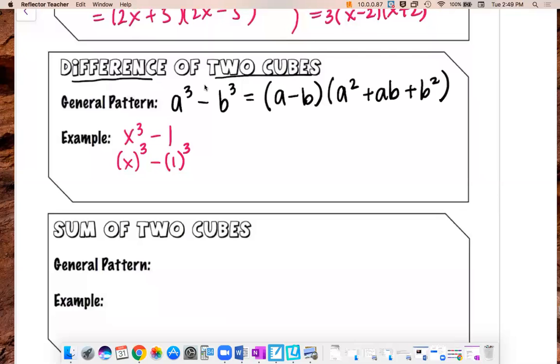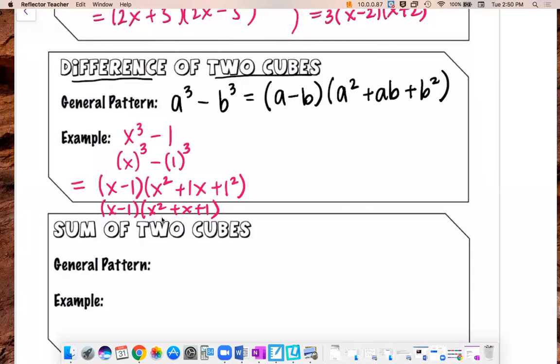And now I just go and I put them in wherever they belong in this factoring. So it goes a minus b. So this first parenthesis is going to be x minus 1. Then the second thing is a squared, so I'm going to take this x and square it, and that's in the second part of my parenthesis. And then it becomes plus a times b, so x times 1, or 1x. And then the last thing is b squared, so this one would just be plus 1 squared, which ends up just being 1. So this would be x minus 1, x squared plus x plus 1.